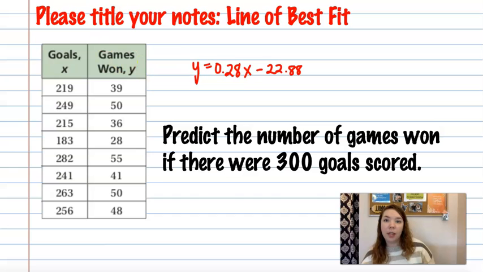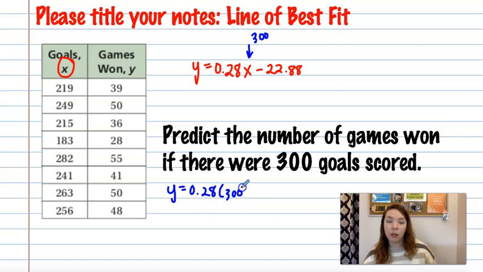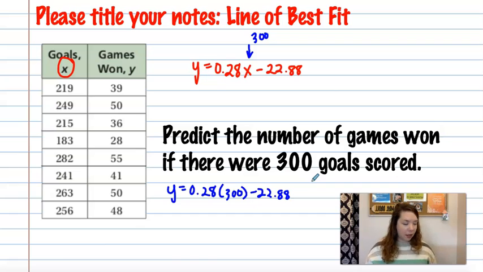Then it says predict the number of games won if there were 300 goals scored. Goals stood for X, so I can replace this X with 300 to answer that question. So 0.28 times 300 minus 22.88. So I'm just going to type that into my calculator. And I got 61.12. So approximately 61 games.